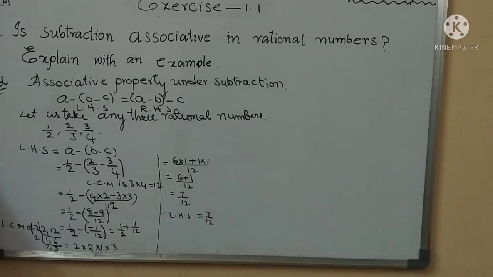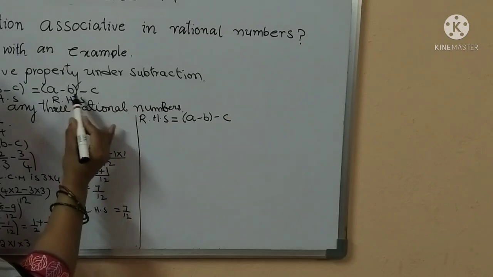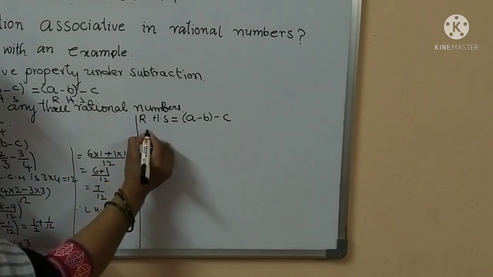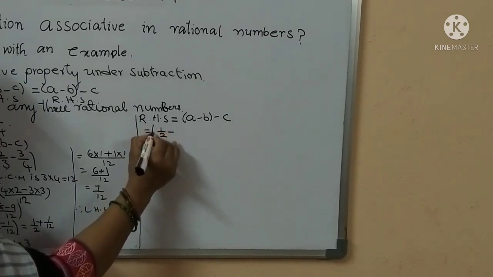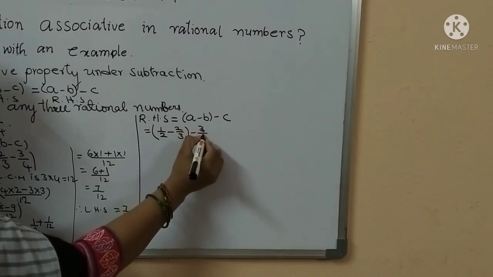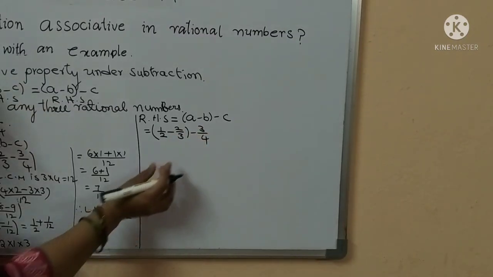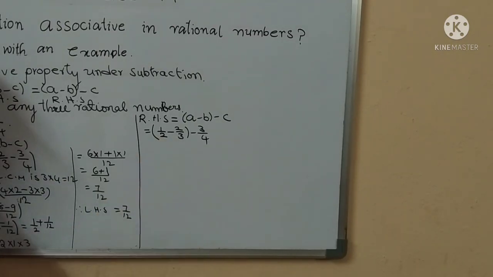Now next, let us start the RHS. RHS is A minus (B minus C). Substitute the values: A is 1 by 2, minus, B is 2 by 3, minus 3 by 4. First we find the LCM of the grouped elements. 2 comma 3 are two different numbers, so the LCM is 2 into 3.